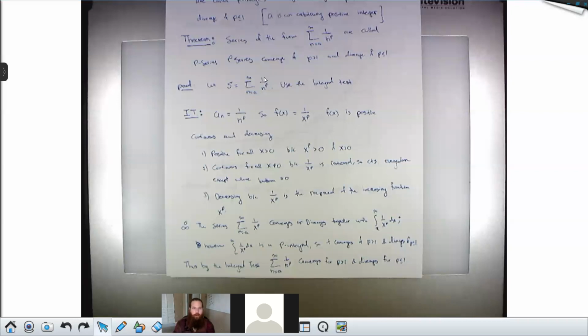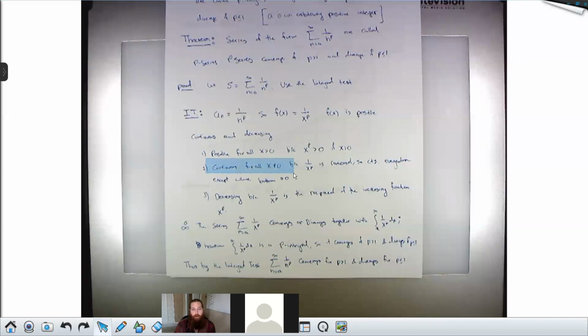So the sum from 1 to infinity of 1 over n to the p. We're going to use the integral test. The integral test says, take this, swap the n's for x's. That's your function. Check whether it is positive, continuous, and decreasing. It's positive for all x greater than 0 because it's the reciprocal of a positive function. It's 1 over something, and that something is positive, so it is positive.